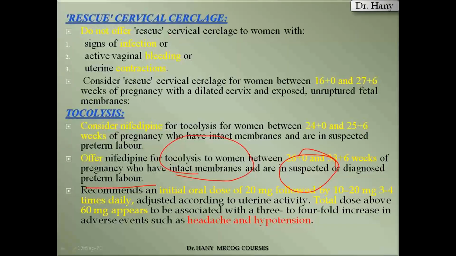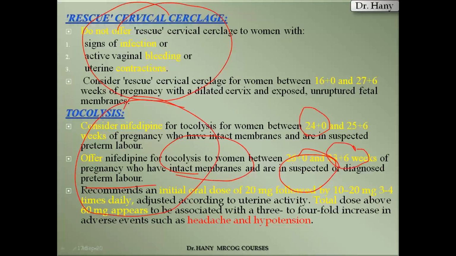So that's when to offer cerclage, risk of cerclage, and when to offer tocolysis. If the gestational age is between 24 and 36 plus 6, I will give the woman nifedipine, which is the first recommended tocolysis for a woman in preterm labor.